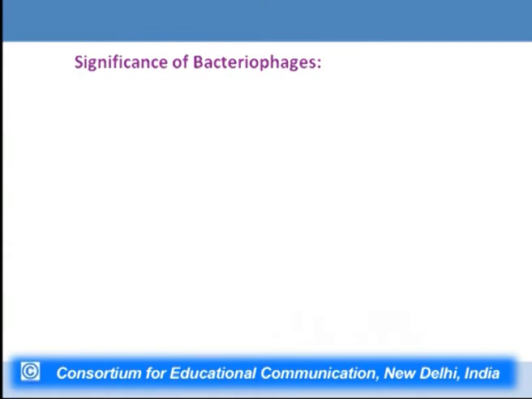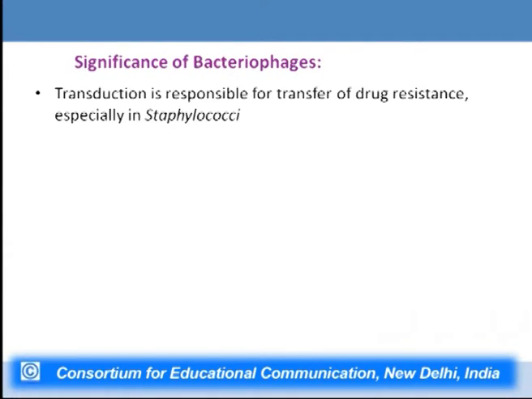Now, what exactly is the significance of bacteriophages in transduction? The transduction is responsible for transfer of drug resistance, especially in staphylococci. Many types of bacteriophages can transfer drug resistant genes from one species to another species or from one strain to another strain of bacteria, and this leads to development of drug resistance in the bacterial species. And transduction is a very important factor in development of drug resistance, antibiotic resistance in bacteria.